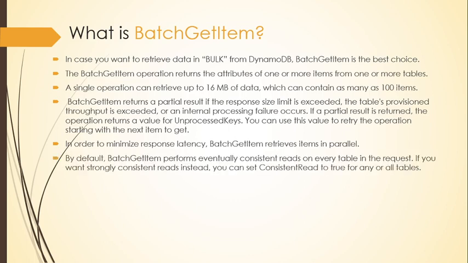By default, BatchGetItem performs eventually consistent reads on every table in the request. If you want strongly consistent reads instead, you can set ConsistentRead to true for any or all tables. So by default it is eventually consistent, and if you want strong consistency, you can set it table-wise. For example, if you want strongly consistent reads for a specific table only, you can set it for that particular table. Otherwise, by default, it is eventually consistent.